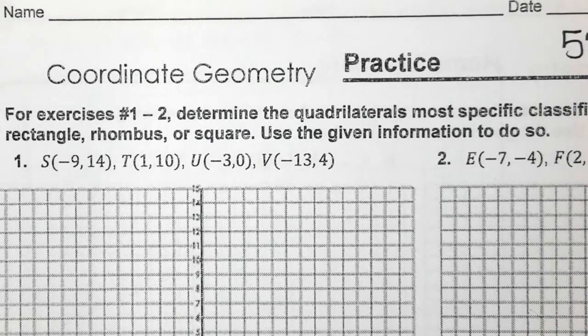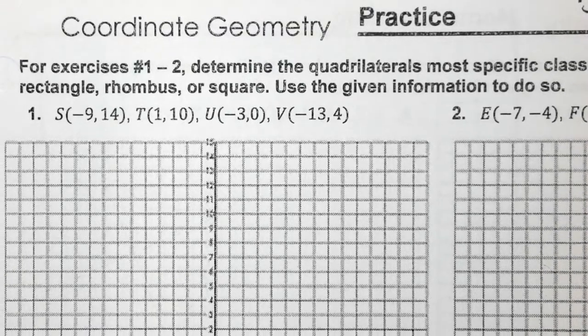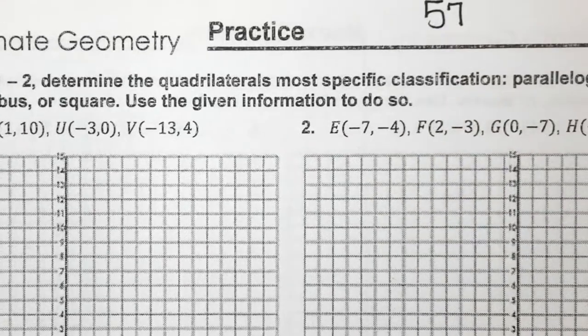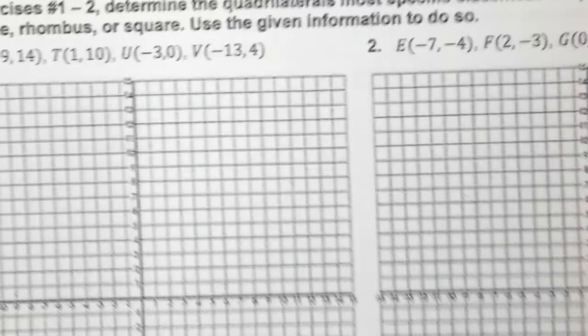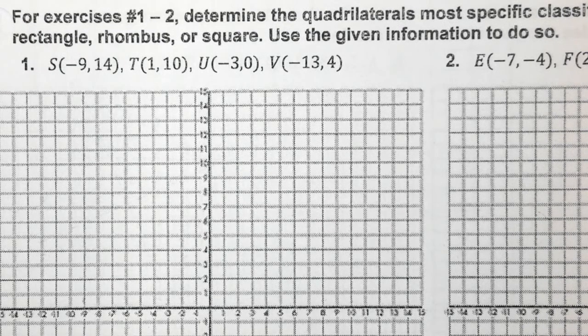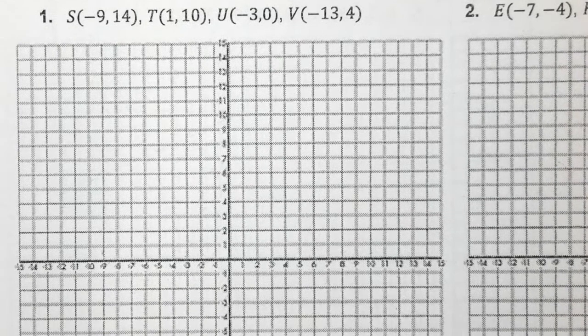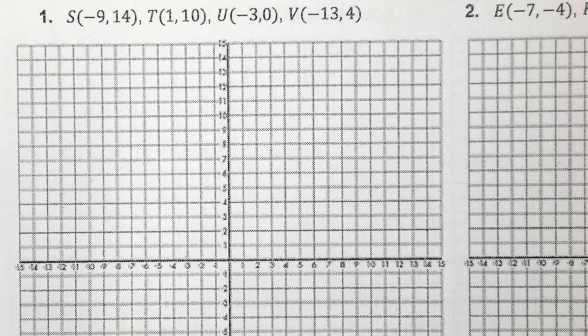Alright, so I'm on the practice page now. I'm gonna do number 1 with y'all. Same stuff over here. Determine the quadrilateral's most specific classification: parallelogram, rectangle, rhombus, square. Use the given information to do so. They give us our coordinates up here. S, T, U, V. Need to graph that.